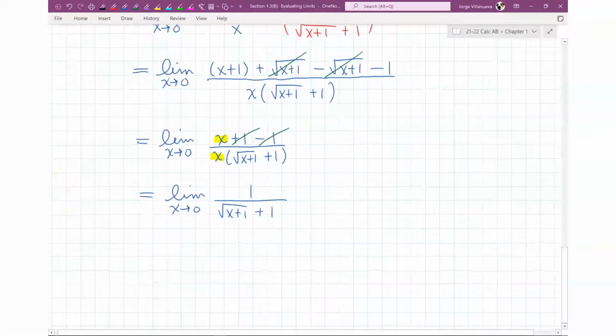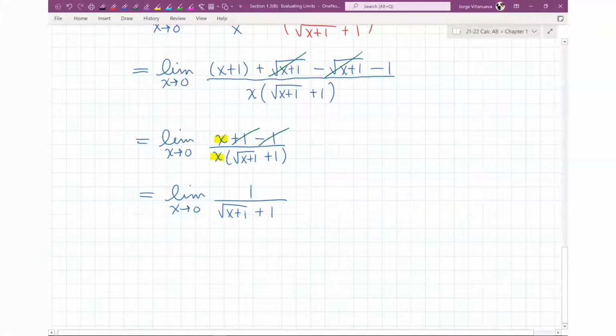That's what's left over. That's why I don't distribute, because otherwise it wouldn't be so obvious to see that. Okay? To see the cancellation. It would be a little harder because you'd have more x's on the bottom. So I leave it just kind of stuck together.